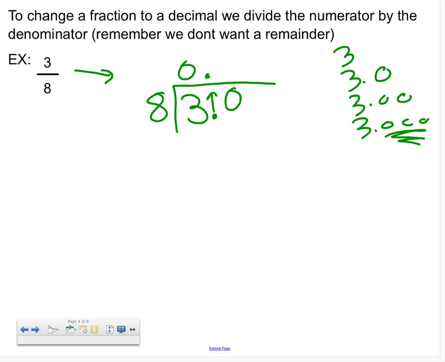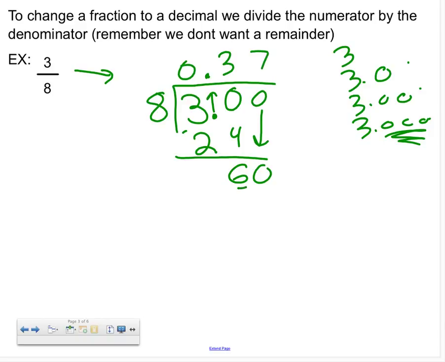So 8 into 30 goes 3 times. 3 times 8 is 24. Subtract this, I get a 6. I don't want a remainder, though. I want a decimal. So, like I said, I can tack on another 0 and bring it down. Okay. Again, no matter how many zeros I write in, I always have the same number. 8 goes into 60 7 times. 8 times 7 is 56. Okay. I subtract that, get a 4.